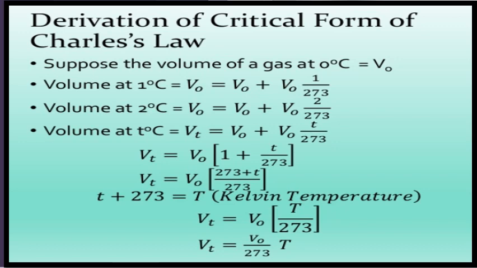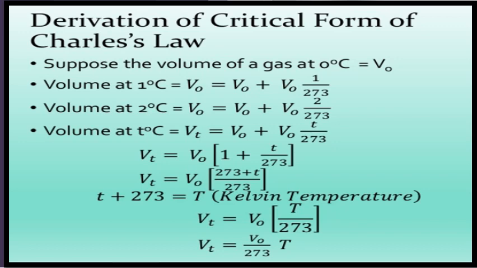The preliminary observations were made by Charles. He observed that gases such as hydrogen, carbon dioxide, or oxygen expand equally on heating from 0 degrees centigrade to 80 degrees centigrade, which means their behavior is the same, right? So how is this behavior calculated? For that, we have to derive the critical form of the law.